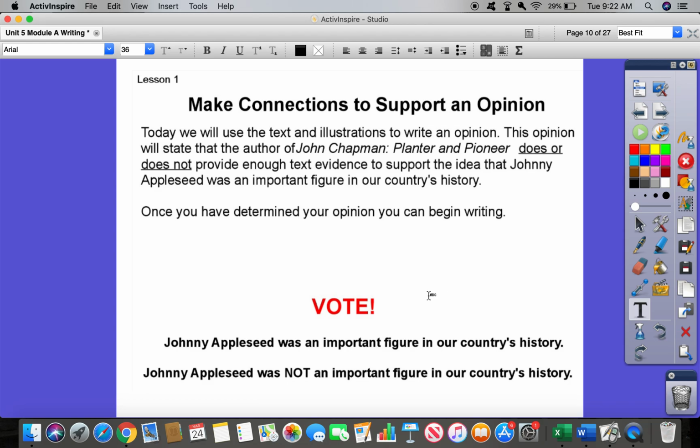Okay, so if we were to take a vote, these are our two choices. The first choice, Johnny Appleseed was an important figure in our country's history. Or Johnny Appleseed was not an important figure in our country's history. You're going to choose one of these to vote for.